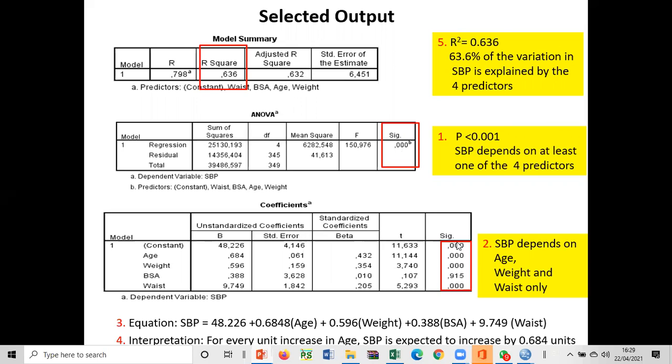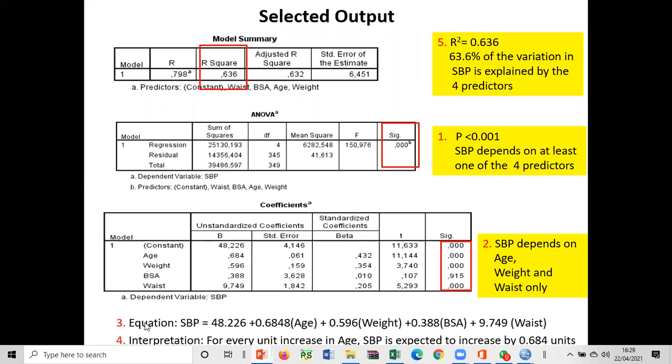Okay, next. Look at the last column under the Sig value, p value. Is age significant? Yes. Weight significant? Yes. BSA? Nope. Or waist? Yes. P value less than 0.05. BP depends on at least one of the four. Which one or which ones? BP depends on age, weight, and waist only.